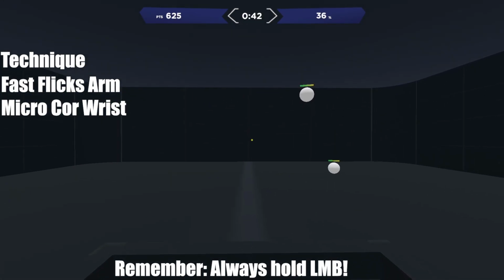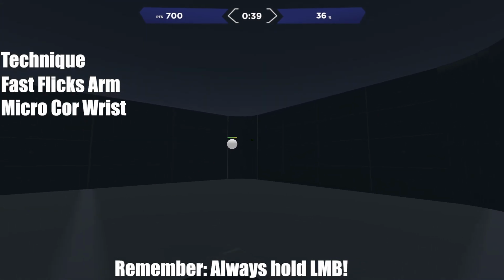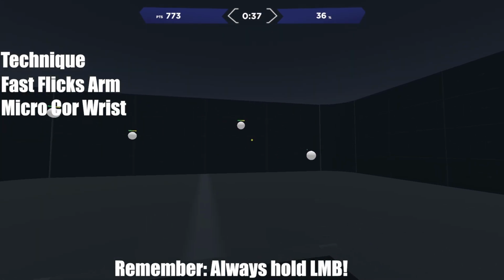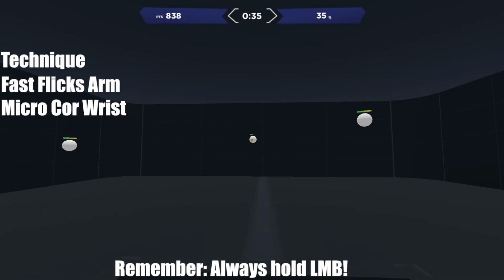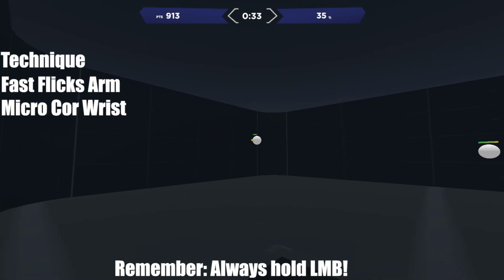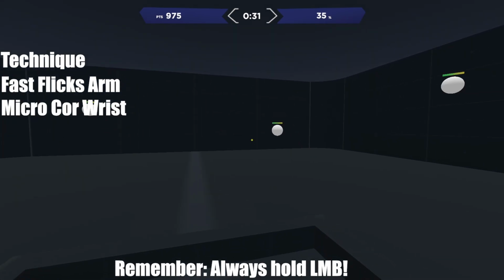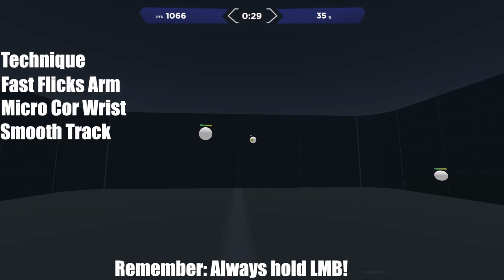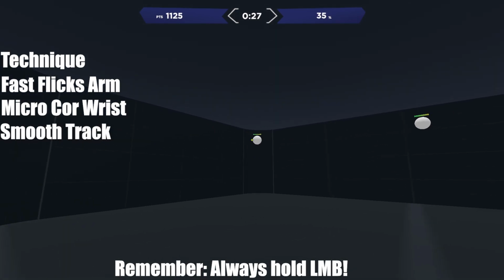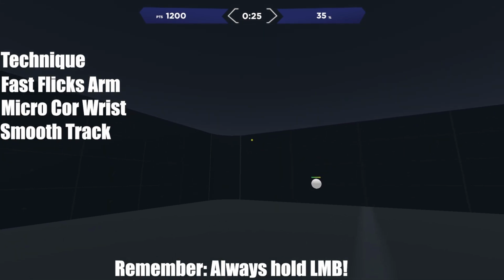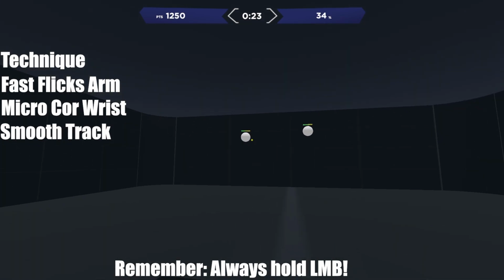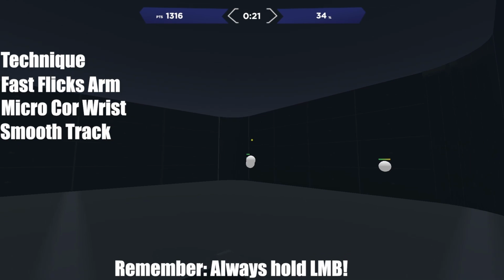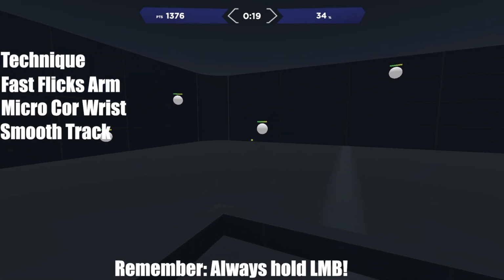This depends on your sensitivity. If you have a low sense, you'll be playing a lot more arm-wrist, and if you have a high sense, you'll be playing a lot more with your wrist and your fingertips. It's important to be smooth, even when you're tracking evasive bots. Especially with evasive bots, it's important that your tracking is on point, otherwise your speed will suffer significantly.